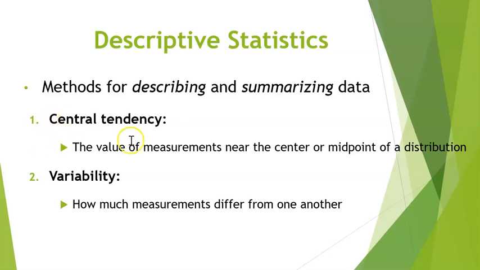Other than central tendencies, which are those three methods we just talked about, you can also look at variability. Variability is how much the measurements differ from one to another. This tells us more about the spread of scores within the distribution rather than just what's happening in the middle.